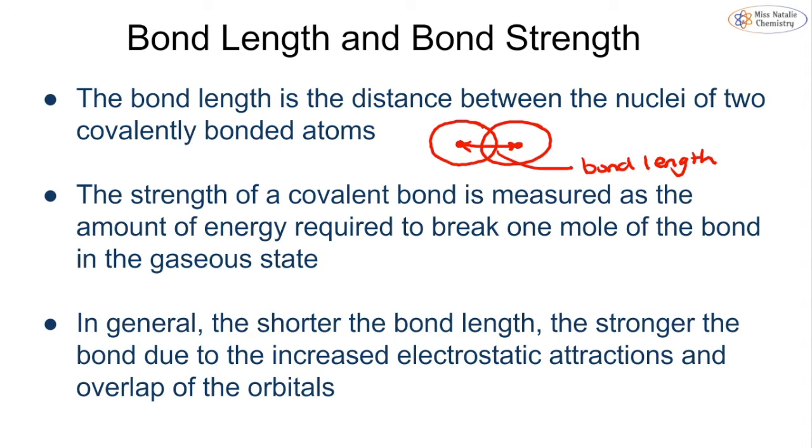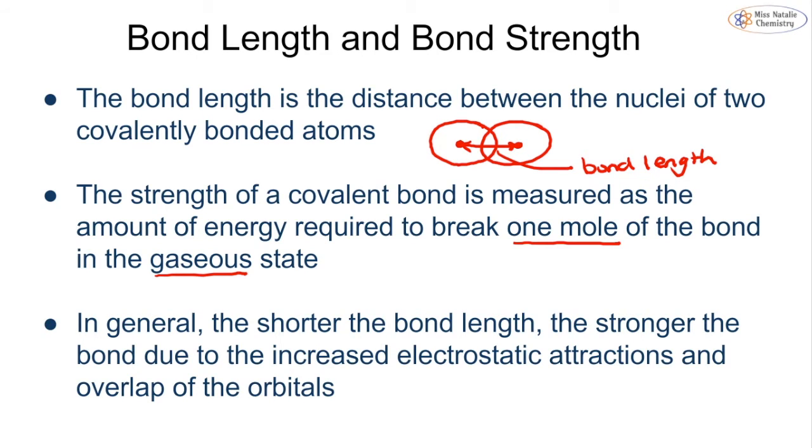And the strength of a covalent bond is measured by the amount of energy required to break 1 mole of the bond in the gaseous state. So again, we're looking at how much does it take to break these atoms and completely separate them so there is no longer any attraction. This is similar to how we measured the bond strength for ionic bonds, but we simply looked at removing the ions to an infinite distance. In this case, we're breaking the covalent bond to separate the atoms so they're no longer attracted.